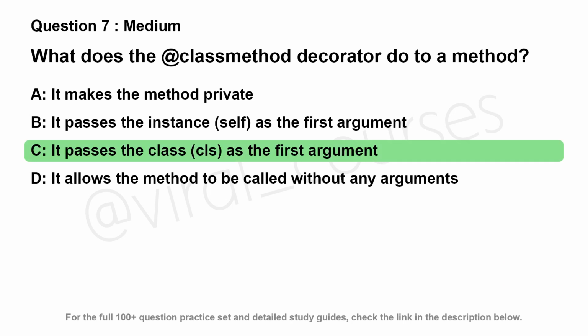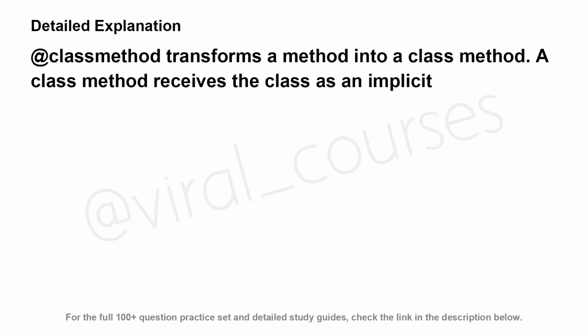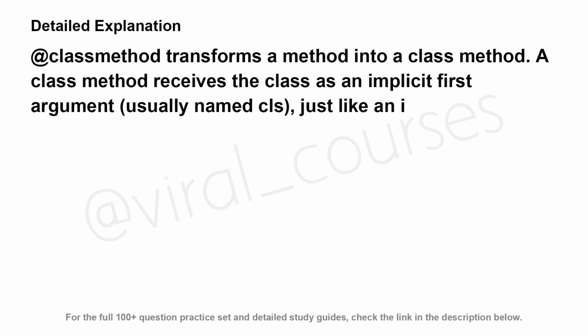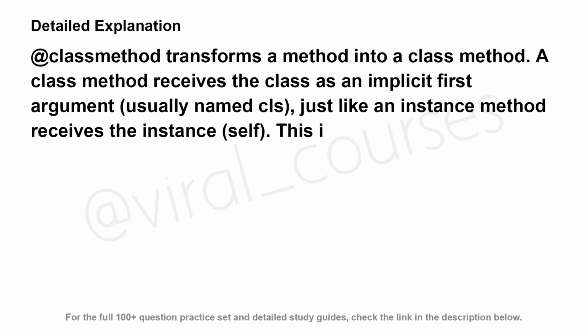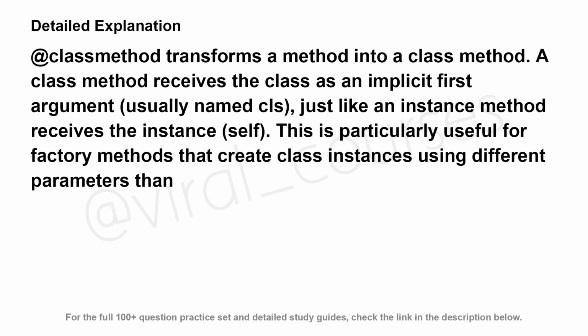The correct answer is C. The classmethod decorator transforms a method into a class method. A class method receives the class as an implicit first argument, usually named cls, just like an instance method receives the instance, self. This is particularly useful for factory methods that create class instances using different parameters than the __init__ method.